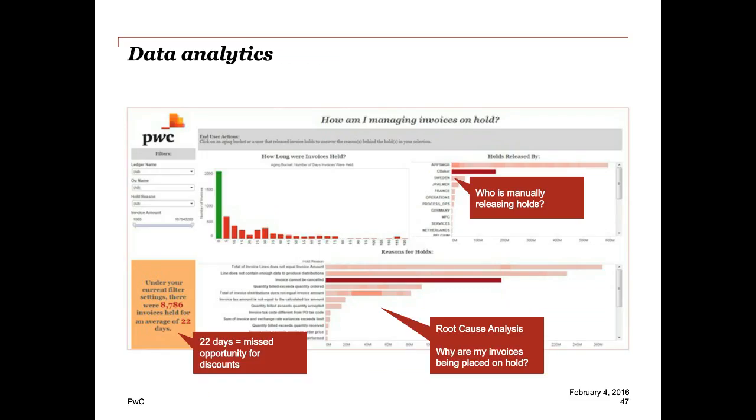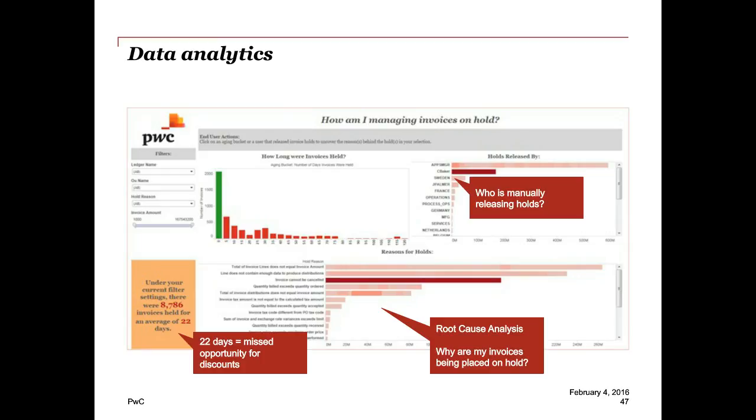In the example on the screen right now, again, it was data we've taken from our client's environment. We've analyzed it, visualized it. We found over 8,000 invoices were on hold for an average of 22 days. So similar to some of the feedback we received in the poll. Obviously this would be a clear indicator to a controller, an AP director, that something is broken somewhere in the AP process and that money is being left on the table.